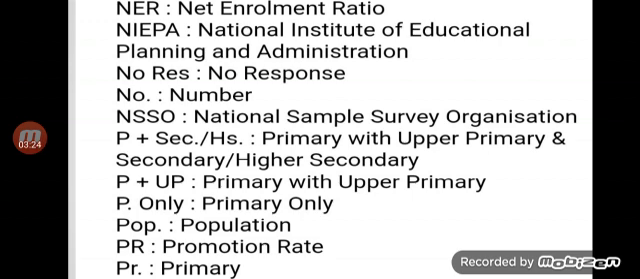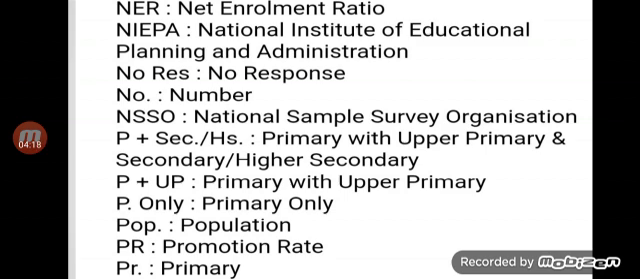Next, NIEPA, which is called National Institute of Educational Planning and Administration. Next abbreviation is NR, which is called No Response. Next, No., which is called number. Next abbreviation is NSSO, National Sample Survey Organization.